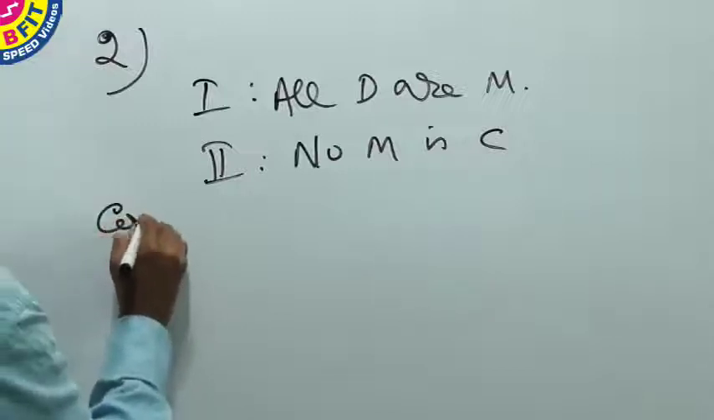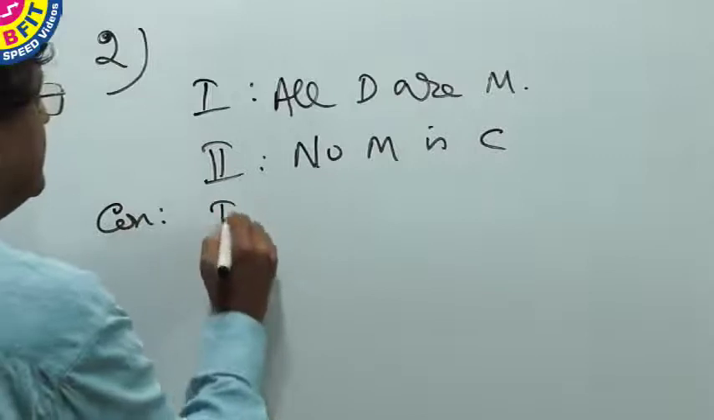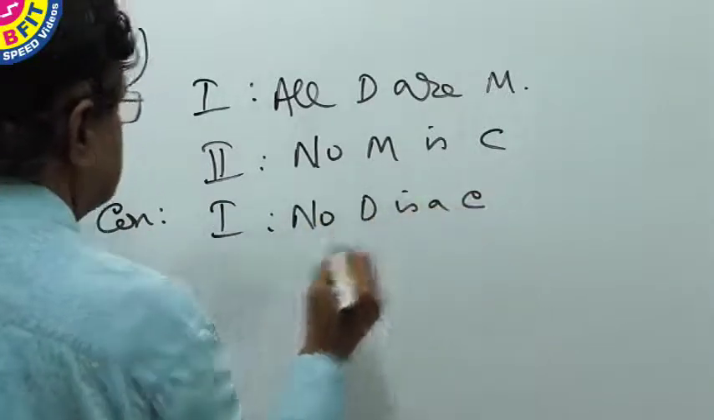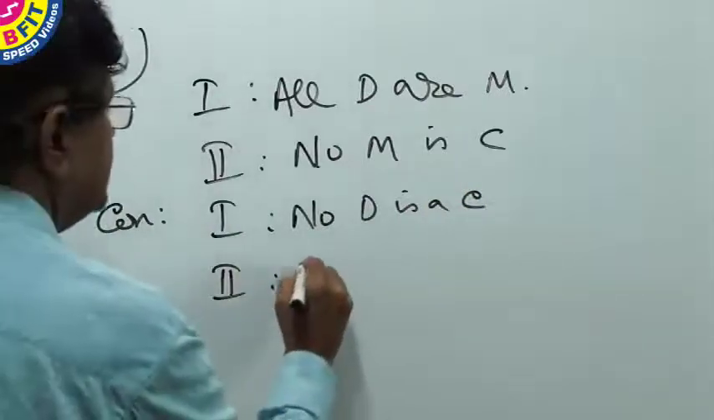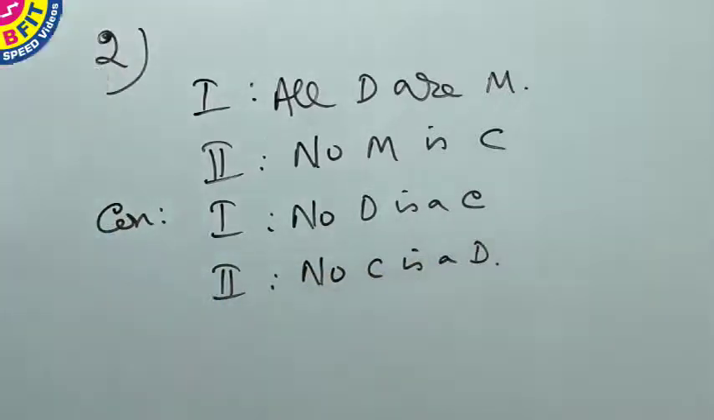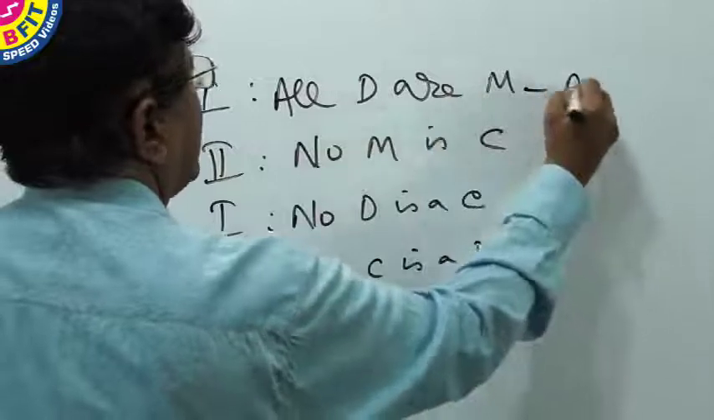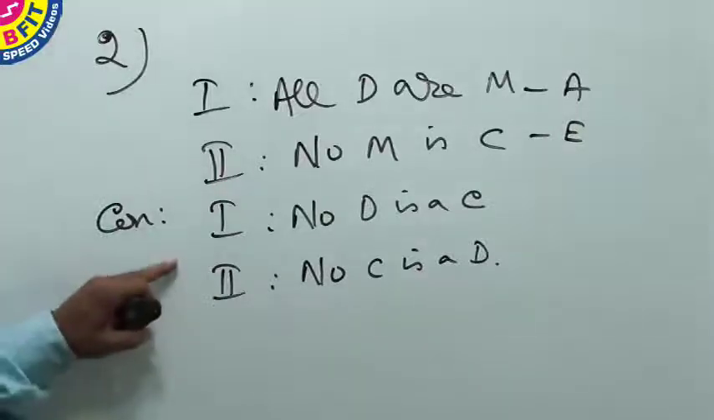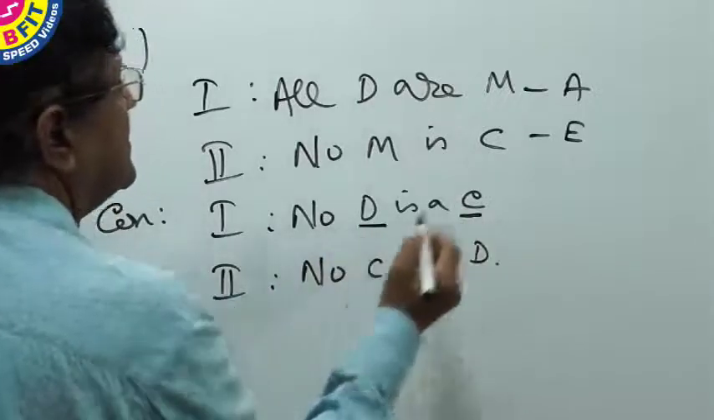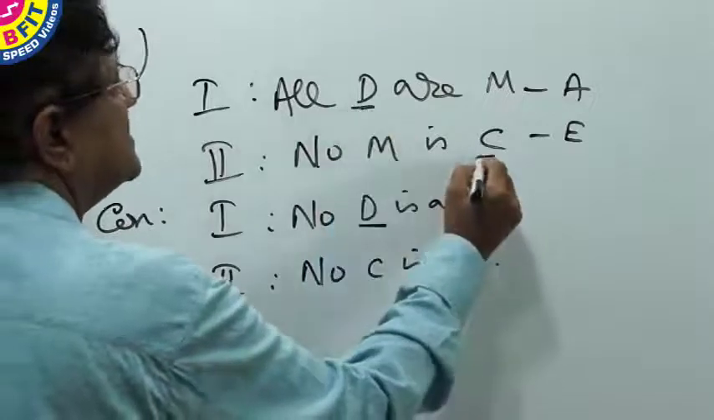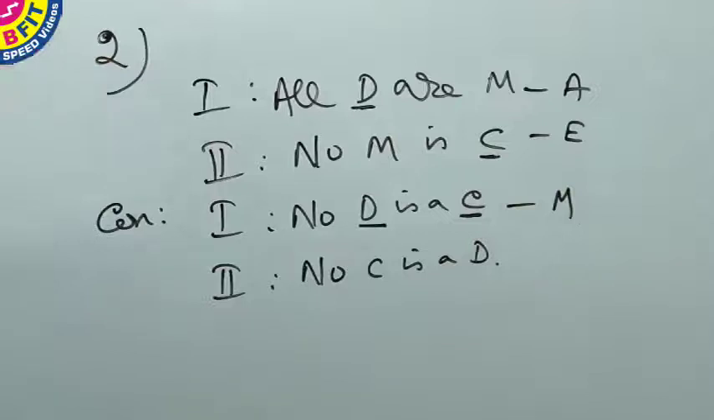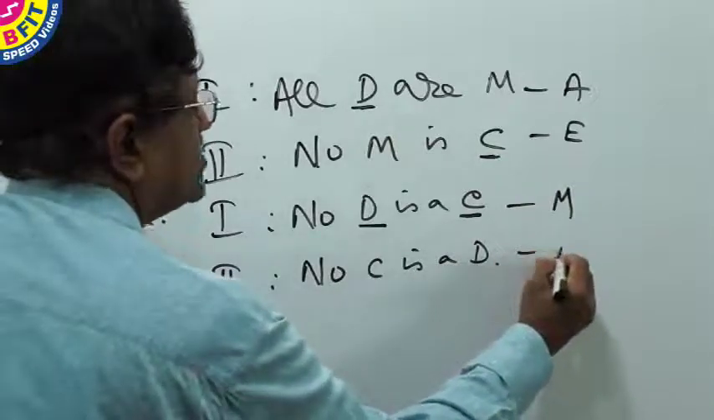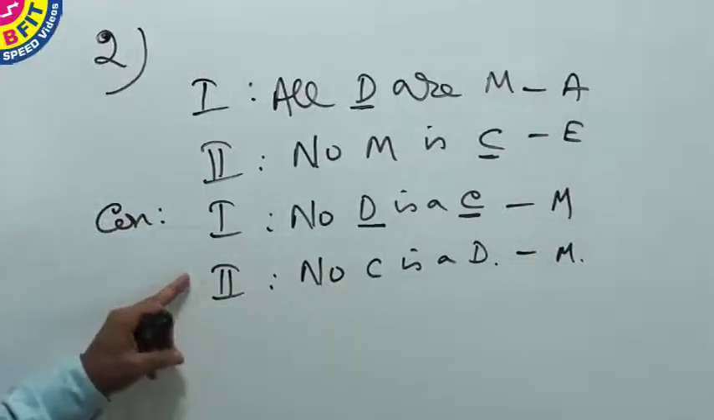The conclusions are: 1. No D is C, and conclusion 2 is no C is D. So the first step is to mark the statements. All D are M is A type and no M is C is E type. Now we come to the conclusions, and we have to mark them as immediate or mediate inference. No D is C: D and C are in two statements. D is here, C is here. Therefore this is mediate inference. Similarly, on the same logic, no C is D is also mediate inference. Therefore both conclusions are mediate inferences.